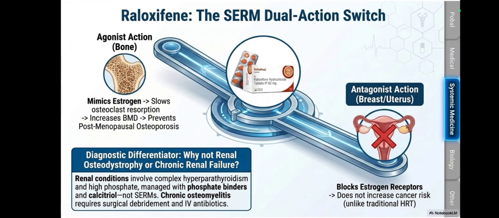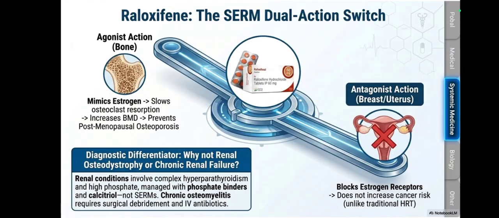Then moving on to the next topic, which is raloxifene. Raloxifene therapy is a selective estrogen receptor modulator used to treat post-menopausal osteoporosis. It acts as an estrogen agonist in bone tissue to increase density and reduce fracture risk, while acting as an antagonist in breast tissue to reduce cancer risk. This distinguishes it from treatments for renal osteodystrophy, which focus on phosphate binders and vitamin D analogs.